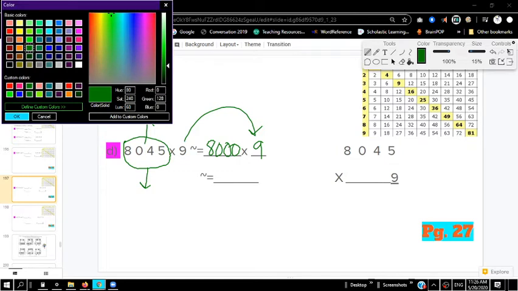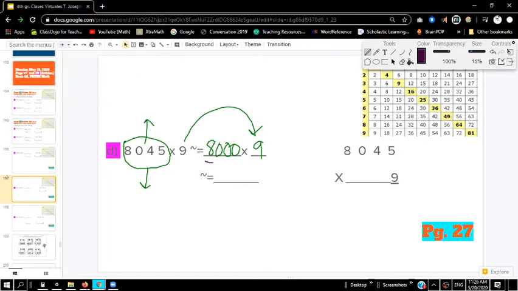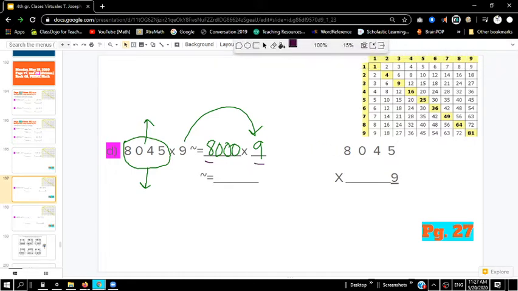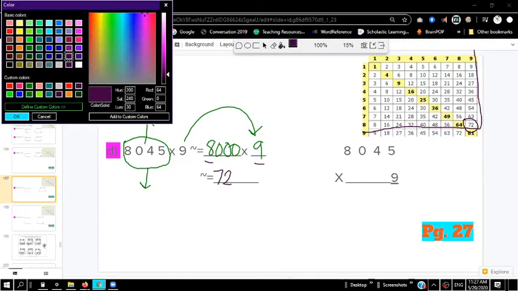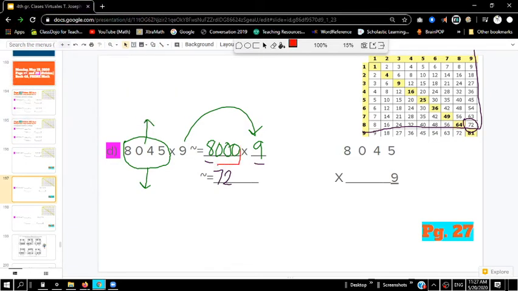If we look at the two base numbers, 8 and 9, we're multiplying 8 by 9. So 8 times 9 is 72. I'm going to put 72 in my blank, and I'm going to count my zeros. I have 1, 2, 3 zeros in my problem, so I'm going to have 3 zeros in my answer. My estimation is 72,000. Now let's do the multiplication to see if our estimation is similar to our answer.